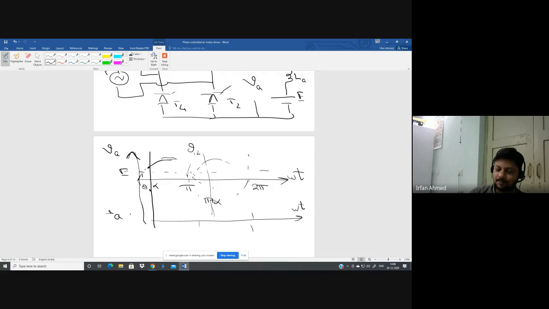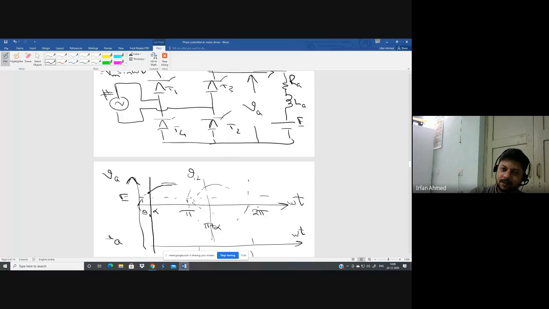The question is very simple. The answer is also very simple. Till when will T1, T2 conduct? The answer is till their current becomes 0. Till when will T1, T2 conduct? Till their current becomes 0. Is it clear?